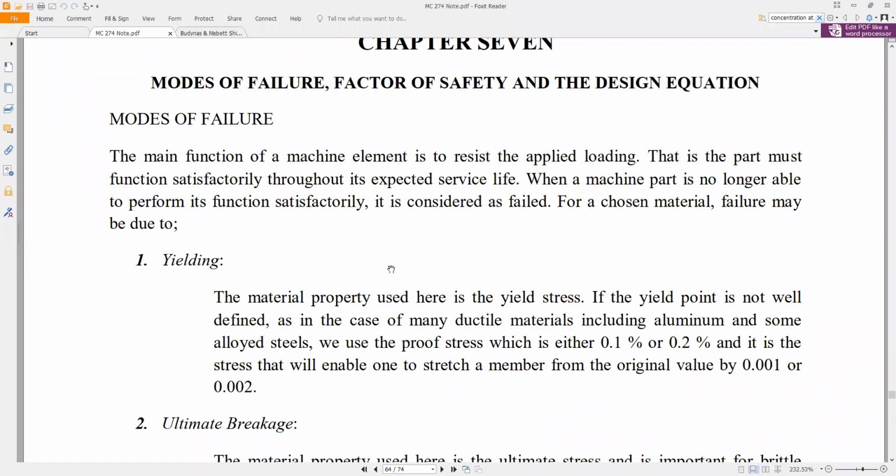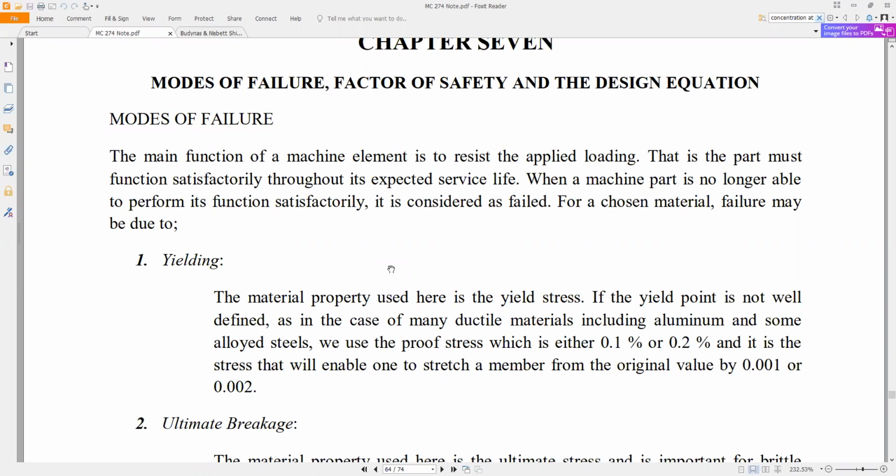All right. And this part must function satisfactorily throughout its expected service life. So every machine element has a service life, because we know that when it's in operation, no matter what, a time will come that it will break down. But we ensure that within the period where the machine element is supposed to function, it should function appropriately without failing prematurely, okay? And when a machine part is no longer able to perform its function satisfactorily, it is considered as failed.